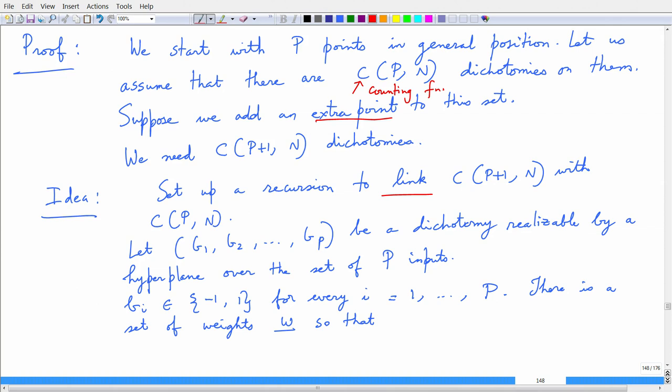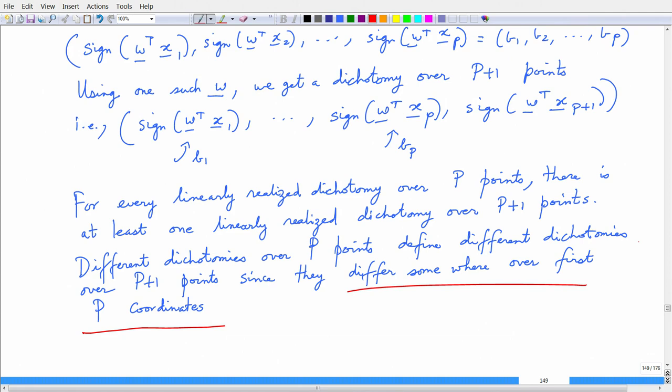Let b1, b2, so on till b suffix p be a dichotomy realizable by a hyperplane over the set of p points. That means b sub i is minus 1 or 1 for each point xi, and there is a set of weights w, so that the sign of w transpose xi gives us bi, right. Sign of w transpose x1 is b1, sign of w transpose x2 is b2, so on. So, I have a hyperplane w. When I take the inner product with the point, and then I take the sign, I get these attributes b1, b2, so on till b suffix p.